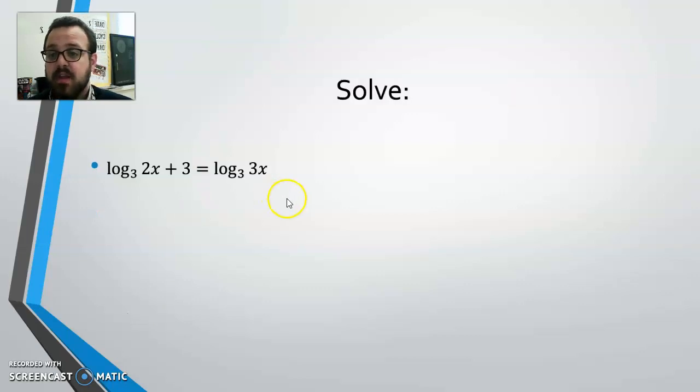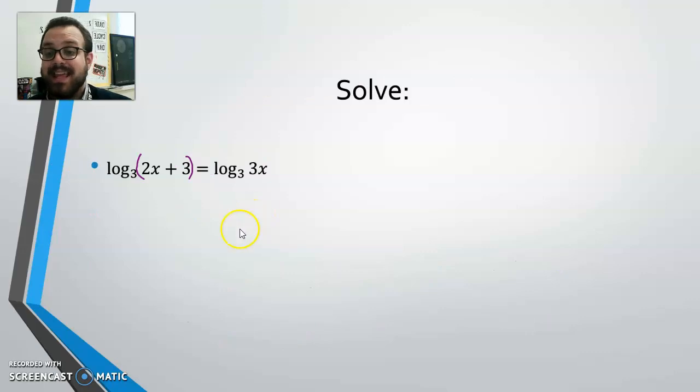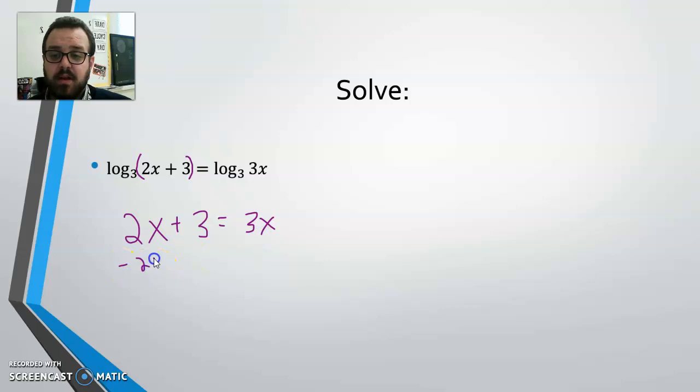Now for this problem, this is supposed to be in parentheses here, okay? But we have a log base 3 of 2x plus 3 equals the log base 3 of 3x. This is where our last property over here, the one-to-one, is going to come in. The insides of these logarithms need to be equal to each other. And then I can go ahead and solve for x, right? Subtract 2x from both sides, and I get that 3 equals x.